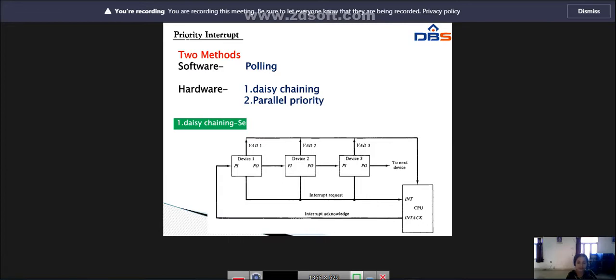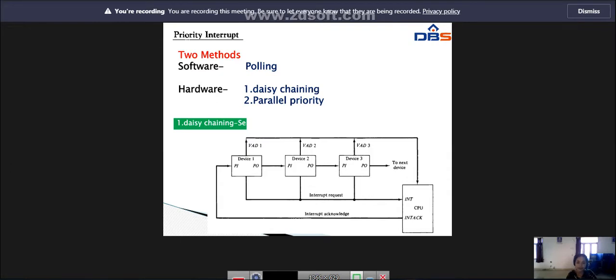Keyboards receive low priority. Here we have a polling procedure. The polling procedure is used to identify the highest priority source. So this is the priority interrupt.